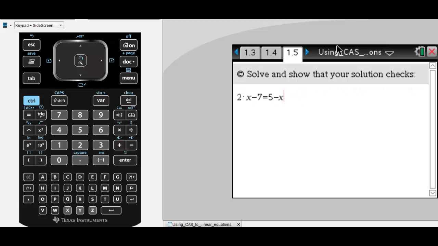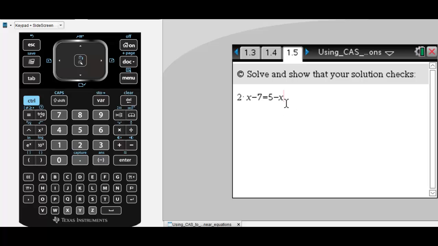Here's our first example. Solve and show that your solution does check. So if you look at the equation here, there are several options on what we could do. We could subtract 2x from both sides, we could add 7 to both sides, subtract 5, add x, and a lot of other transformations that wouldn't be helpful but would work. So for this one, I'm going to go ahead and add x to both sides.